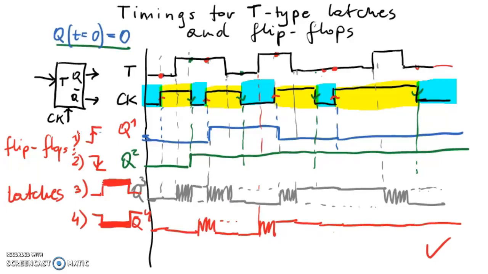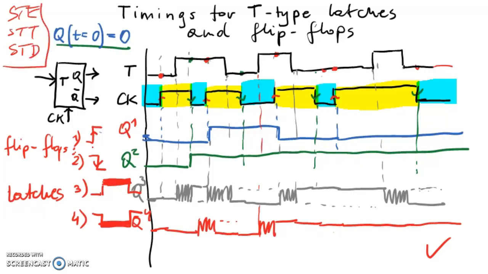So looking at these timings, they are quite different, okay? Comparing to the STE, STT, STD, which are the same for all 4 cases, variants of this 1-bit memory.